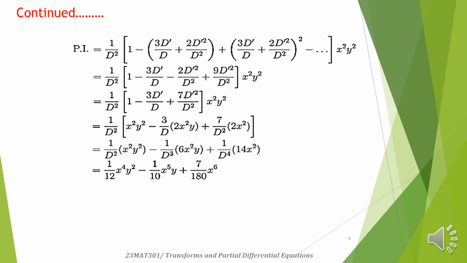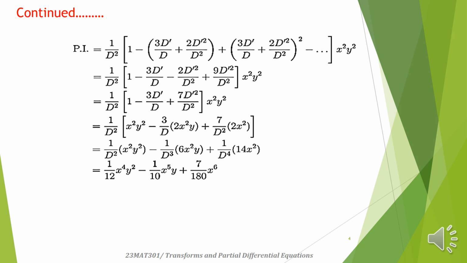Now I am multiplying the minus inside, and for a plus b the whole square, the third term is of the format a plus b the whole square. I'll be expanding it like a square plus b square plus 2ab. Then I'm solving this equation and simplifying it, I'll get 1 minus 3 D dash divided by D plus 7 D dash square divided by D square into x square y square.